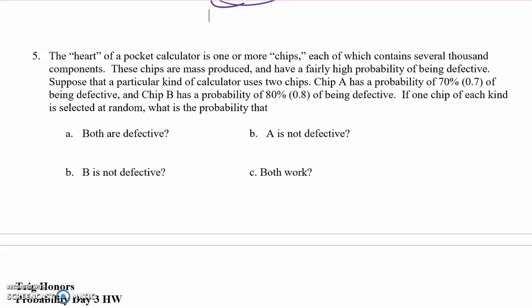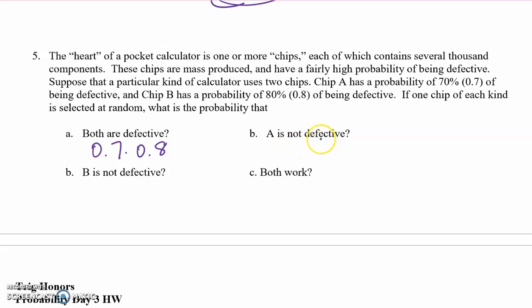In answering all of these questions, you make the assumption that chip A and chip B are independent, that knowing what happens with one of them has no impact on knowing what happens to the other one. It doesn't change the probability. So the likelihood that both are defective means that A is defective and B is defective. So we multiply the probabilities. Part B, the probability that A is not defective.